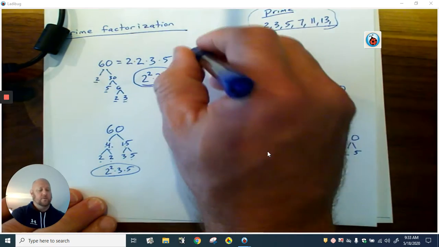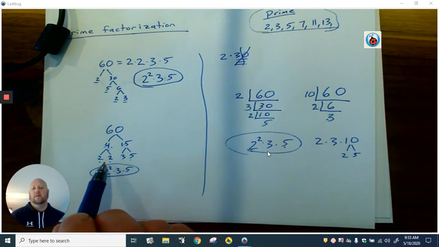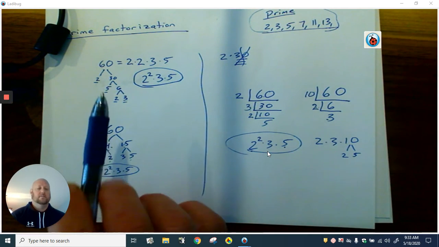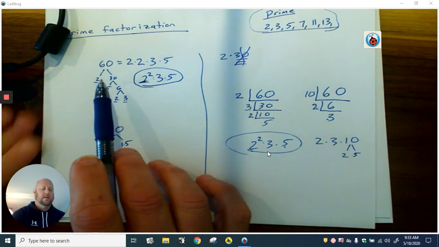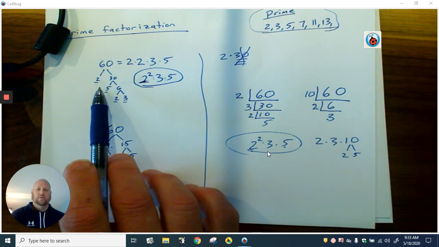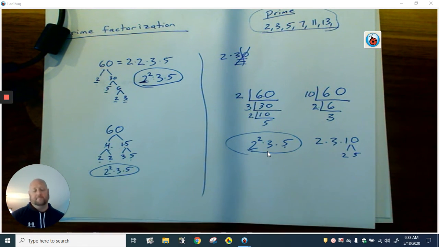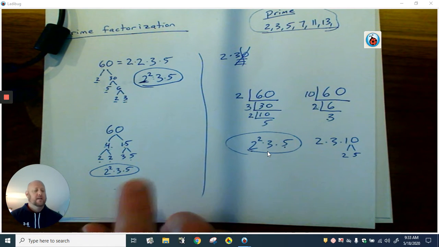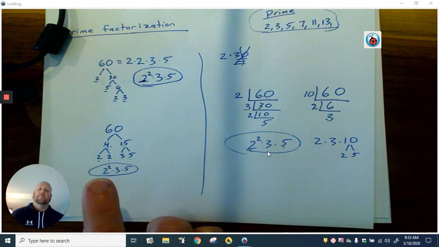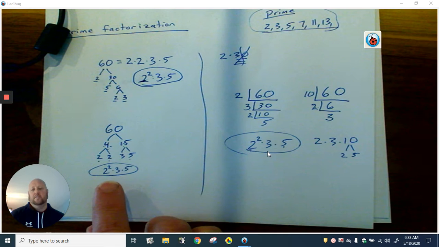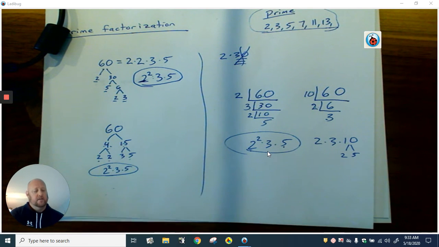That's one of the reasons why I like the factor tree method a little bit better, because you have to worry about the numbers that you're breaking them down into. Are they prime or not? Because if they're not, you just keep going, okay? So I'm going to stick with the factor method. But this is what we call prime factorization. We want to get it to this point, okay?